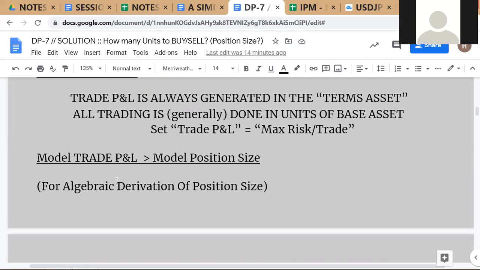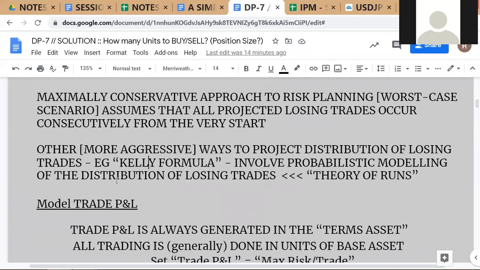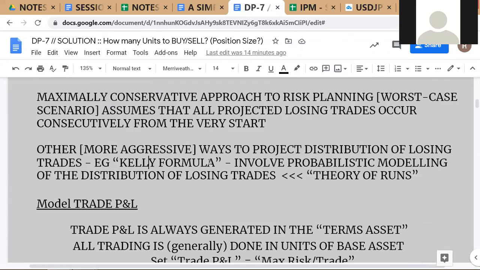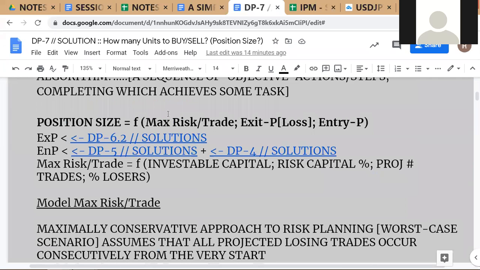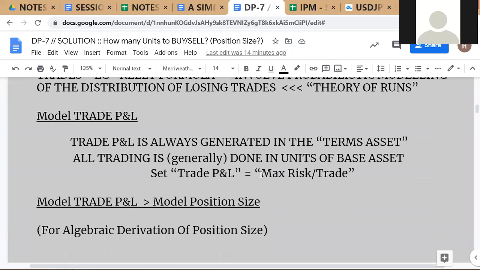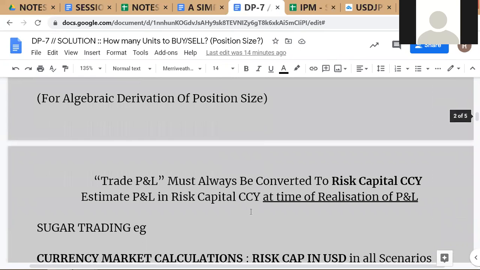So this is where we are. Remember, our larger goal is to model the position size. But for that, we have to model the maximum risk per trade. We have to model the trade PNL, and we are setting the trade PNL equal to maximum risk per trade.